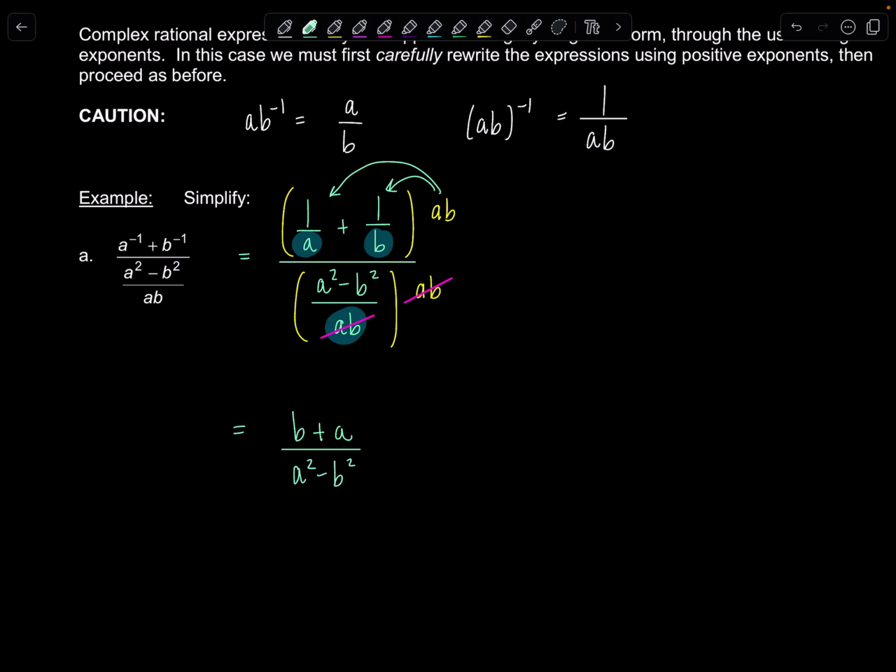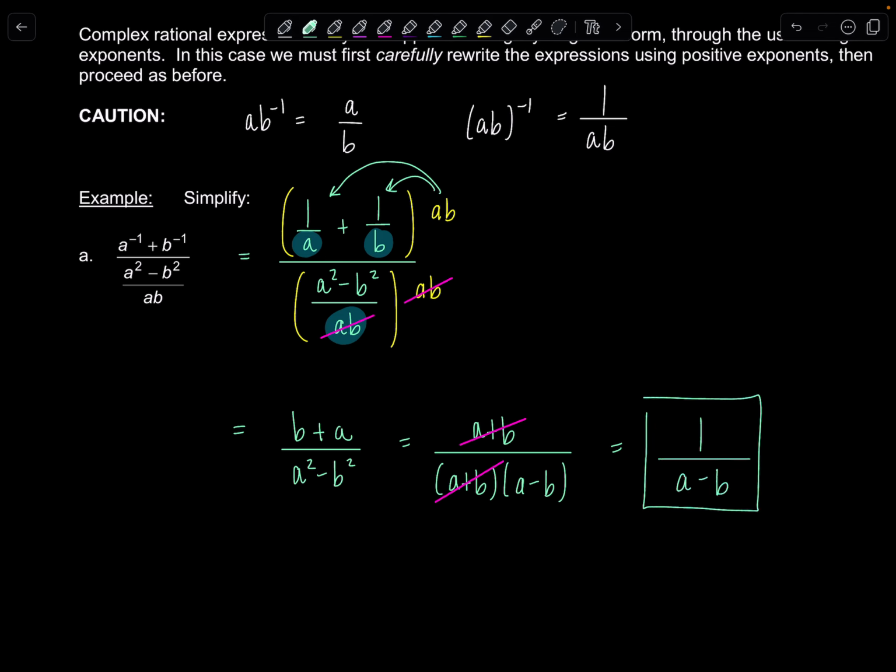Are we done? Certainly not. We can factor that denominator. It factors into A plus B times A minus B. Well, B plus A is the same thing as A plus B, so now that's gone. So remember, when the whole numerator cancels out like that, you still have a 1 left over. 1 over A minus B. Beautiful.